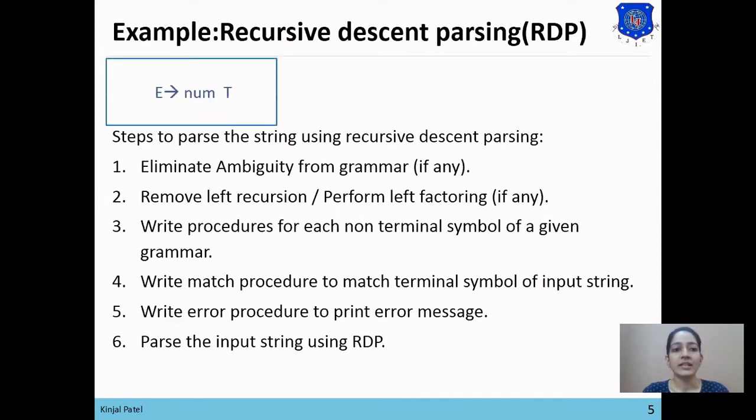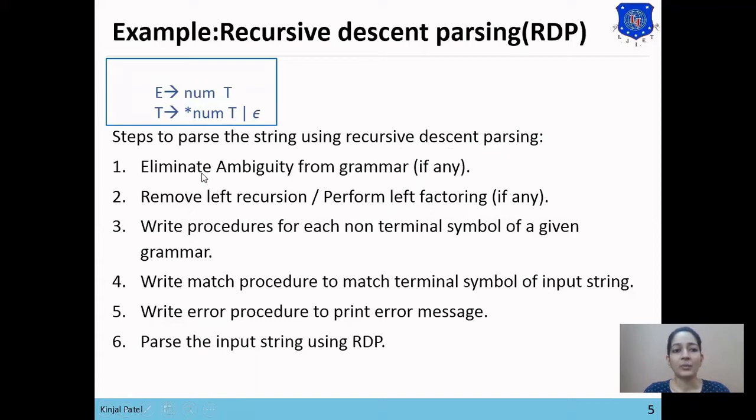Here is an example of recursive descent parsing. One grammar is given: E produces number T, T produces star number T or null, where number represents a digit from 0 to 9. These are the steps to parse the input string using recursive descent parsing.